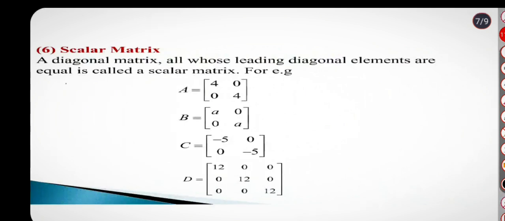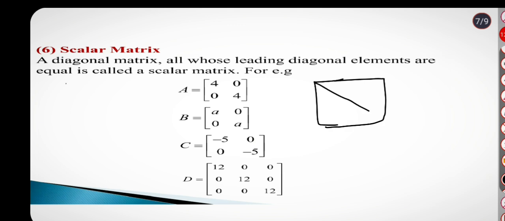Scalar matrix. What is a scalar matrix? A diagonal matrix all of whose leading diagonal elements are equal is called a scalar matrix. This is your rectangular array, sorry, square array.